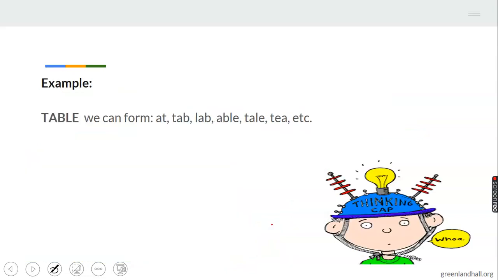Now, let's see an example to illustrate. Example. We can form from the word: we have at, tab, lab, able, tail, etc. These are words that can be formed from where? Table. So if you are forming a new word, you cannot use one of these letters here twice.